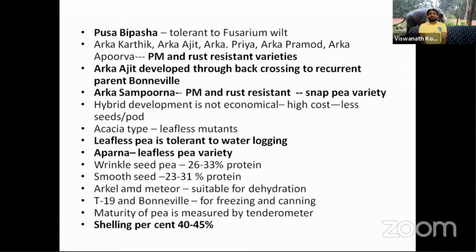Not only pea, for any other crop also we can measure the maturity by using the tenderometer. Shelling percentage is 40 to 45%. What is shelling percentage? Shelling percentage means after removing the seed from the husk, from 100 kg pods, you can get 40 to 45 kg seeds. The remaining is husk.